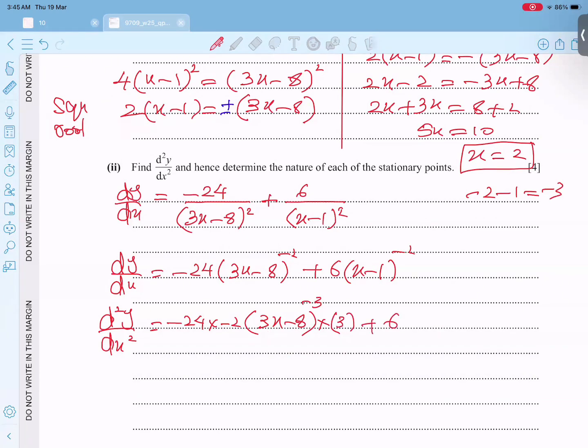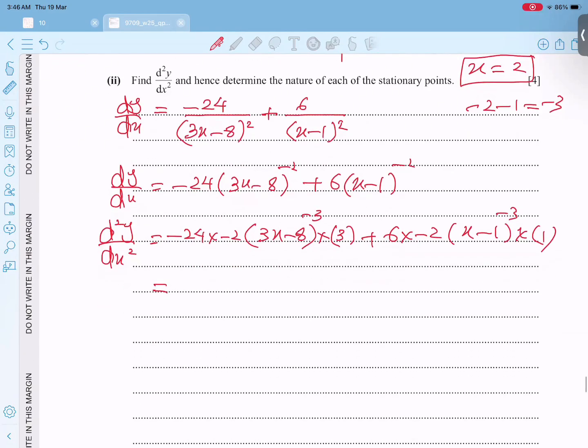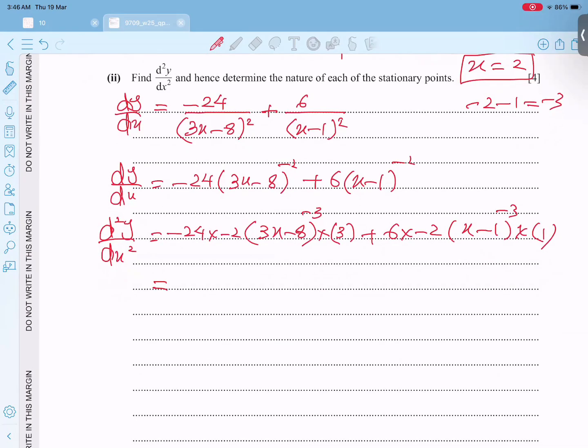And what about the other part? Same story, it is multiplied down, so 6 times negative 2, and the power becomes 1 less, into what? 1. The 1 comes from the base derivative. I have to simplify: negative, negative, positive, so I get 24, 48. So 48 times 3 gives us 144. 144 over (3x minus 8) to the power 3.